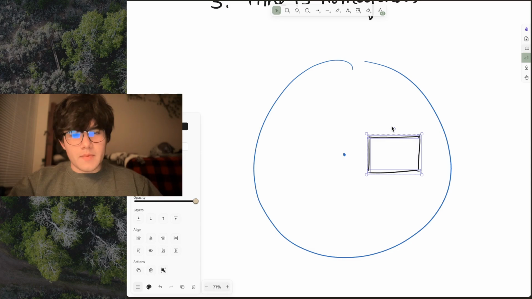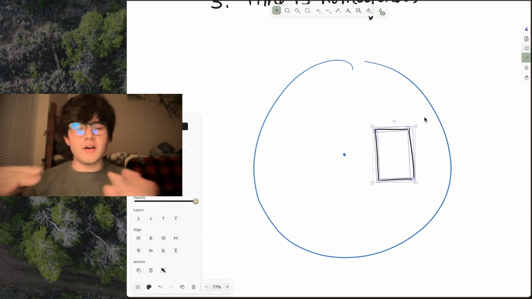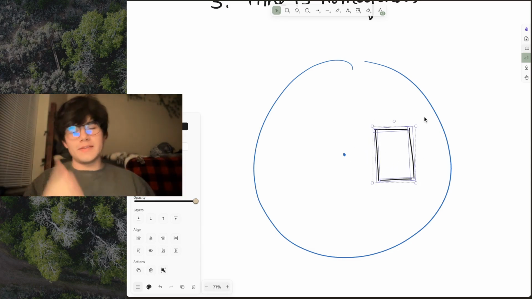Secondly, if I took my frame and I rotated it 90 degrees, all of a sudden all the centrifugal acceleration is going to be going in a different direction.